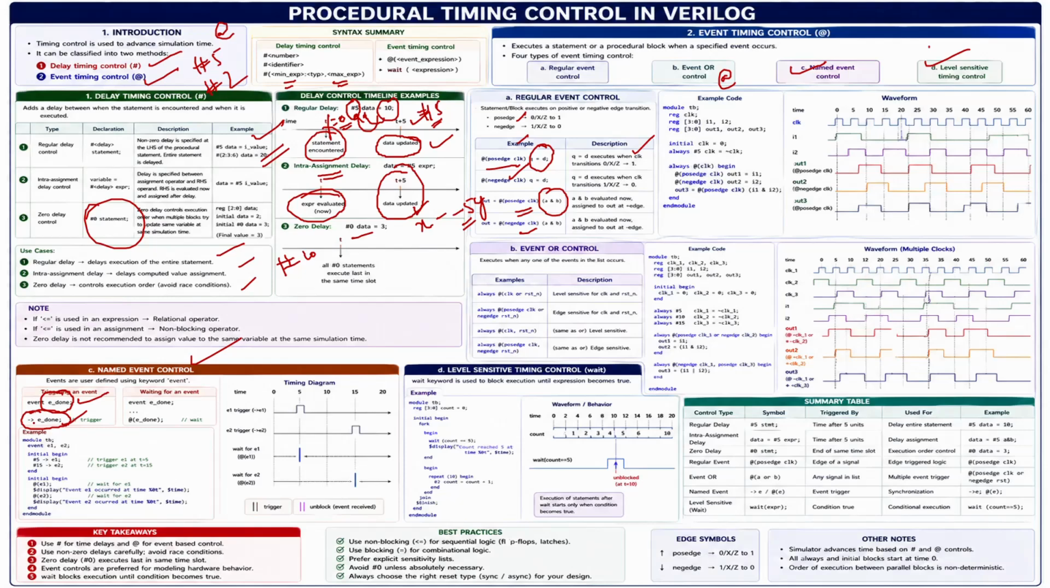This is the triggering event, and then there is the waiting event. That means I am representing the event name e_done. So e_done will appear, and whenever e_done appears, then only it will be executed.